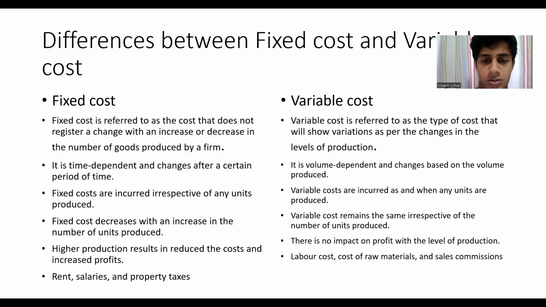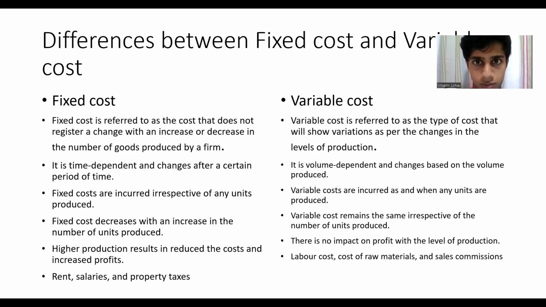Does it really decrease with an increase in the number of units produced in reality? No, in reality, I don't think so, because no matter how much I'm producing, my rent will remain the same, or it might even increase, but it won't decrease. But here they've named it as decrease. We will clarify on that later. So variable cost remains the same irrespective of the number of units produced.